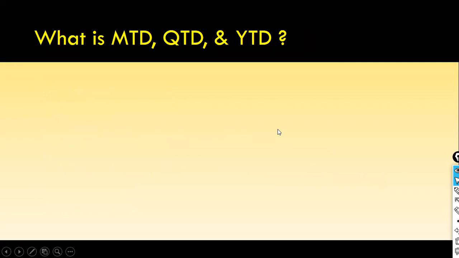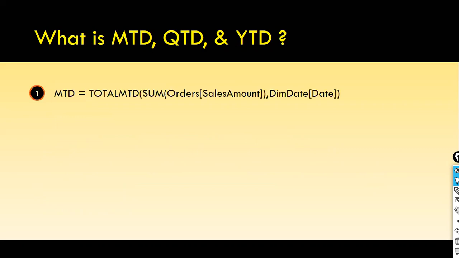Now let's move ahead with understanding how to implement month to date, quarter to date, and year to date in Power BI Desktop. Enough theory. So TOTALMTD, TOTALYTD, TOTALQTD: the first argument is your expression, and the second argument is the date column from your date table.